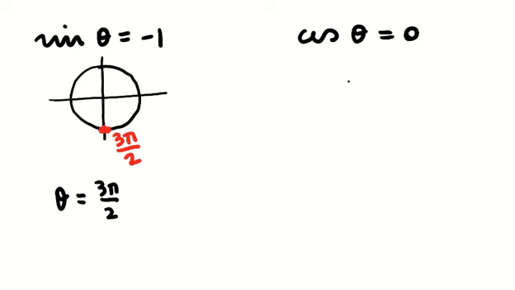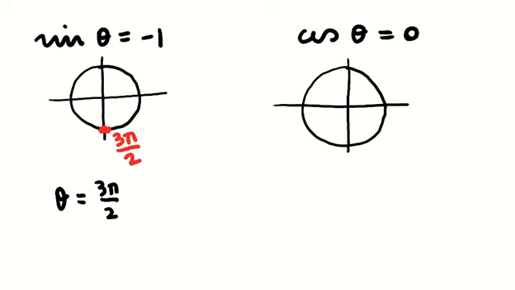Then if I were to draw a little unit circle and try to find where cosine is 0, cosine is the x-coordinate. So where the x-coordinate is 0, that's this. I go up there and I found one, and I go down here and I found another one. That's theta equals pi over 2, and that's theta equals 3 pi over 2.